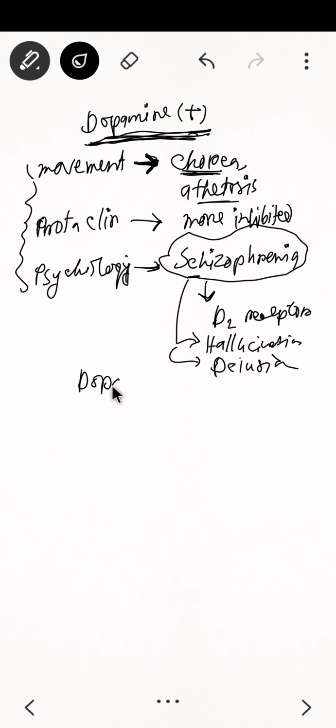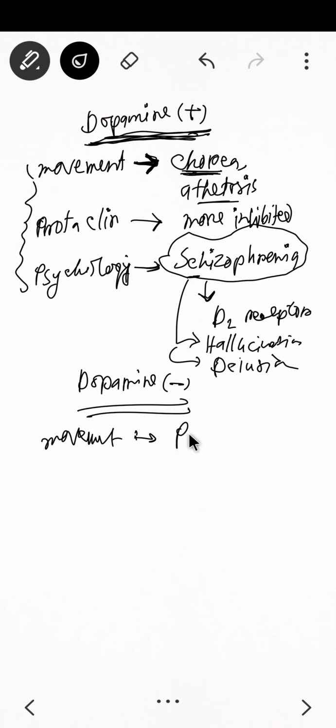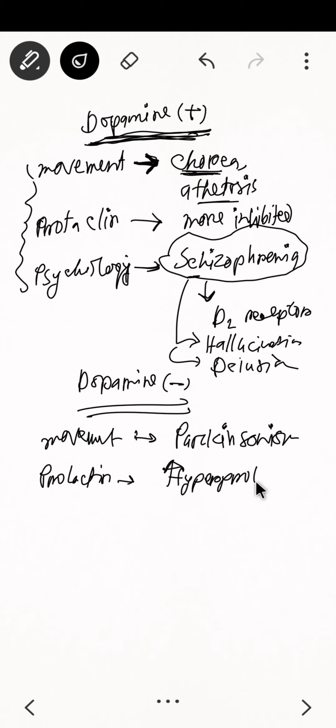But in case of dopamine deficiency, movement will be less. That is Parkinsonism. Here movement is slowed down. Then prolactin is increased. That is hyperprolactinemia. When there is hyperprolactinemia, this causes gonadotropin releasing hormone to be inhibited. Prolactin inhibits gonadotropin releasing hormone.